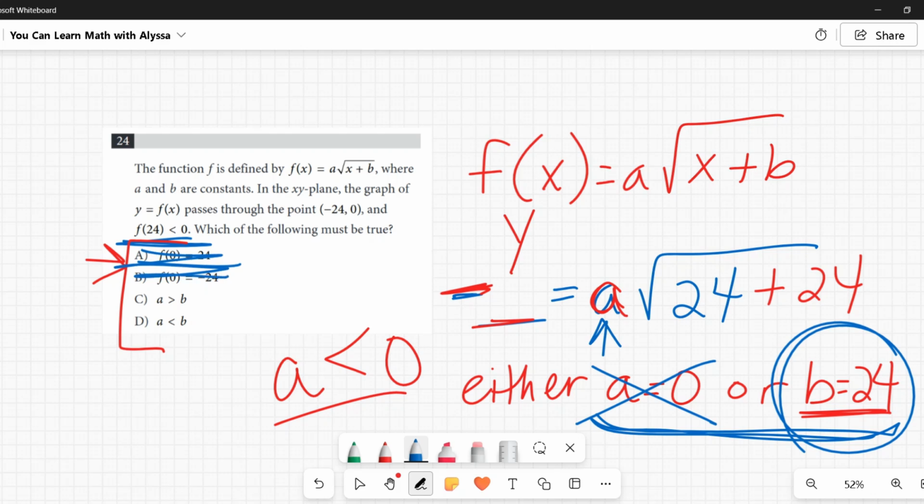a is greater than b. Nope, because we know absolutely b is 24, and a is a negative number, so a is not greater than b, which brings us finally to D: a is less than b. There is our answer. It is less than b because b is a positive 24, and while we don't know what a is, we know it's negative, so D must be true.